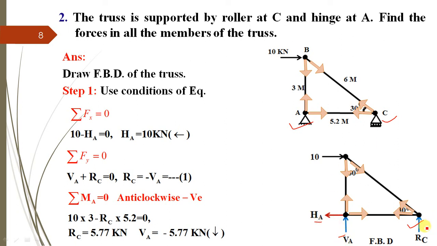The first step is to find the support reactions by applying the conditions of equilibrium after drawing the free body diagram for the whole truss. So from that, how many forces are in the x direction? This 10 and this HA. So plus 10 minus HA is equal to 0, so you will get HA equal to 10. The assumed direction is correct, so HA is equal to 10 kilonewton.